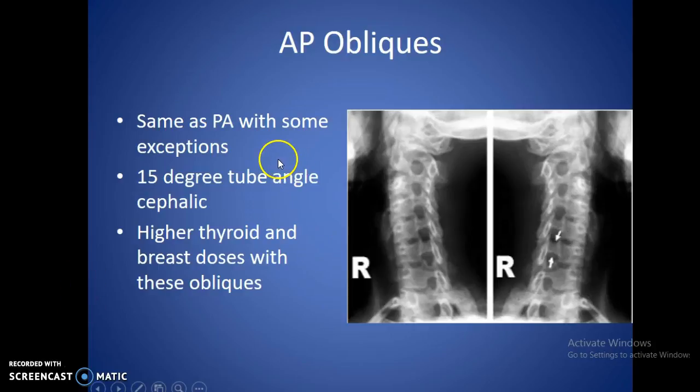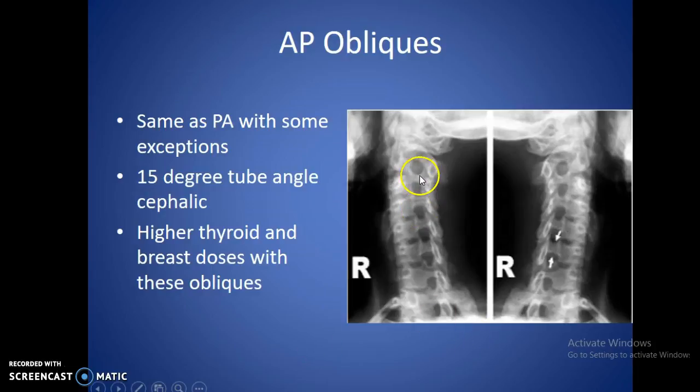AP obliques, basically the same as PA with some exceptions. This is going to be a 15-degree tube angle going up. It's going to show you the exact same image because the neck is basically in the middle of the body, whether you do it anterior or posterior. They're going to have higher thyroid and breast doses with these obliques, simply because of the scatter when the patient is facing out towards the tube. We'll just give a little bit more of a dose. Not a lot, but a little bit more dose than if you were doing it PA.